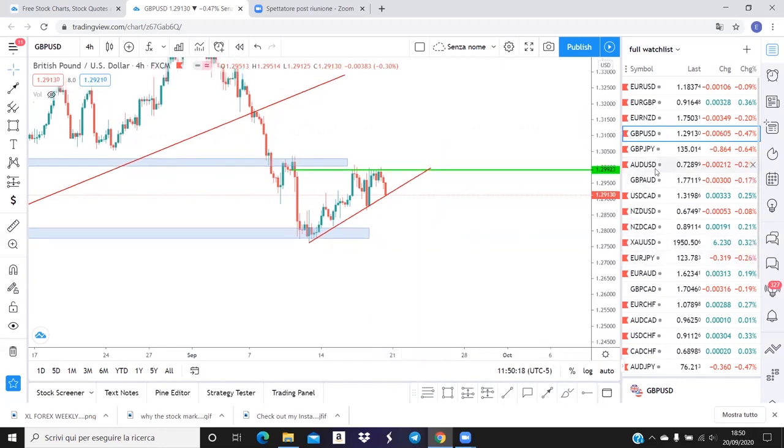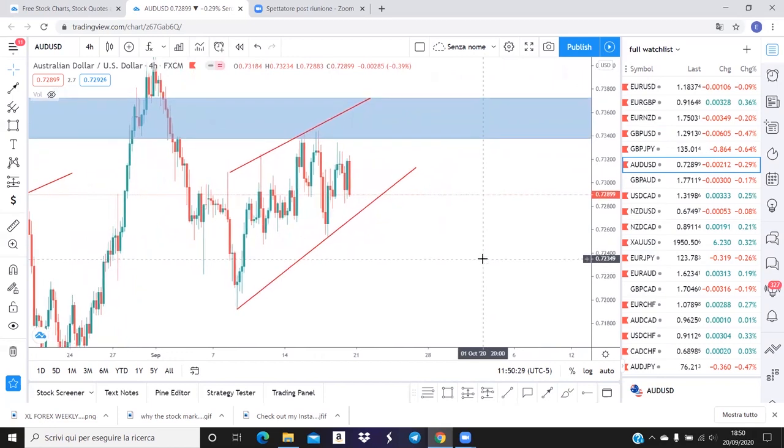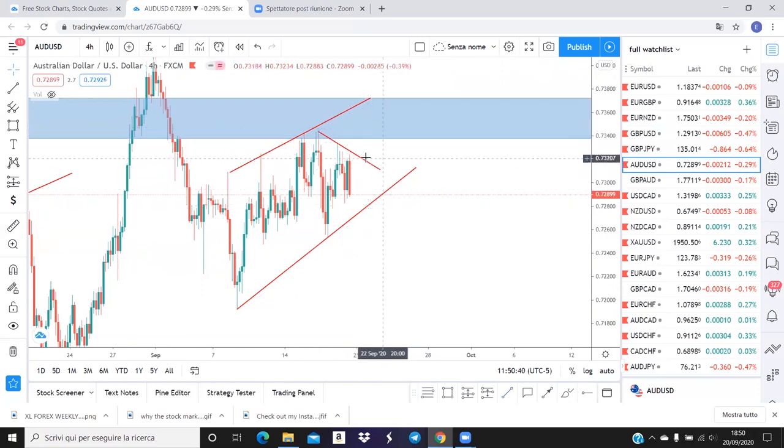Next pair is AUDUSD. And as you can see, we are in between this strong channel right here, and we are just trading in between this channel. So what we could do in this case is to look for a breakout of this level right here. If we see a breakout to the upside of this one, then we could start considering some buys. Or maybe if we see a breakout to the downside of this channel, then we could start waiting for a retest in order to enter sell.